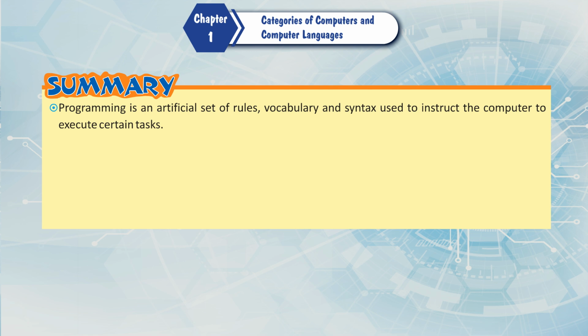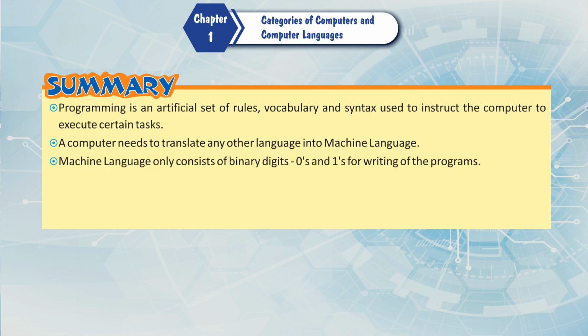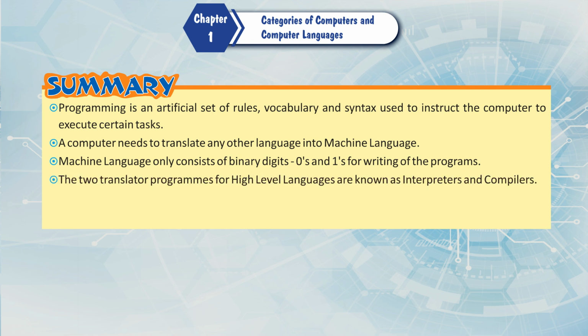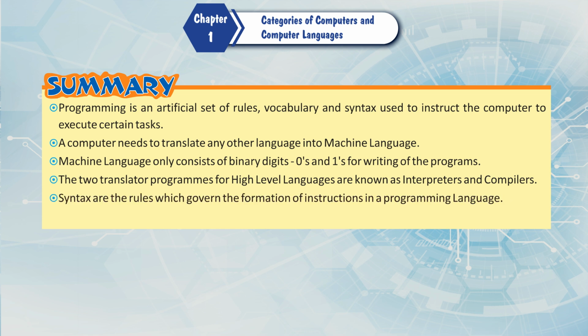Summary. Programming is an artificial set of rules, vocabulary, and syntax used to instruct the computer to execute certain tasks. A computer needs to translate any other language into machine language. Machine language only consists of binary digits, zeros and ones, for writing of the programs. The two translator programs for high-level languages are known as interpreters and compilers. Syntax are the rules which govern the formation of instructions in a programming language.